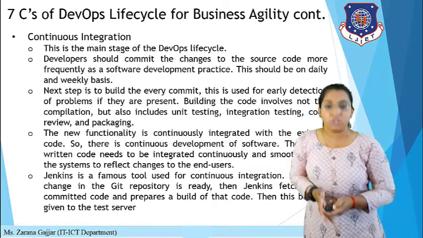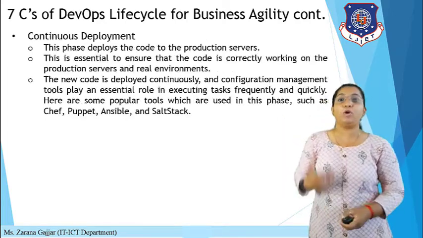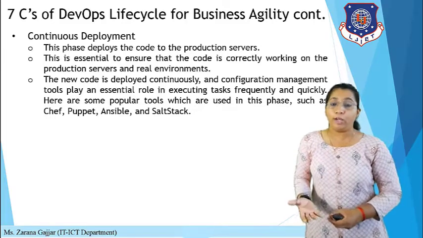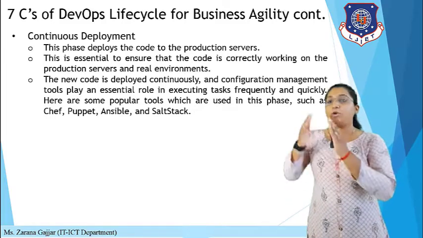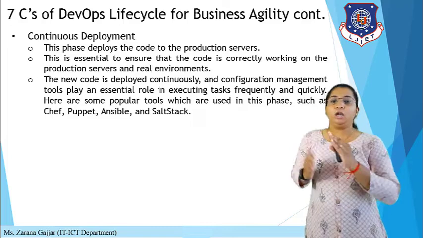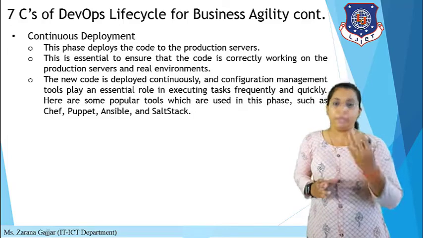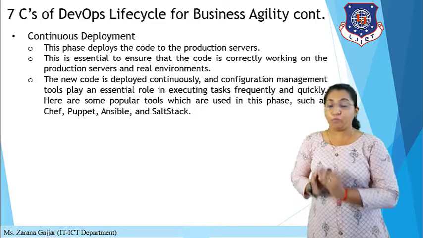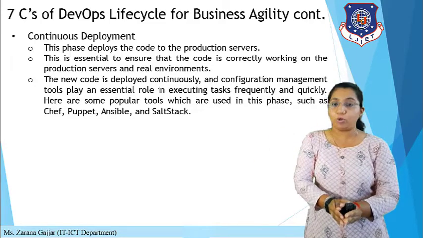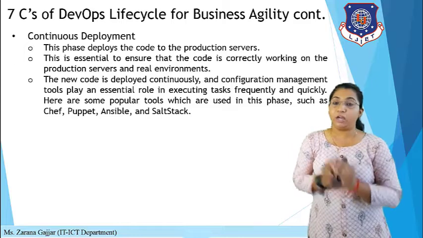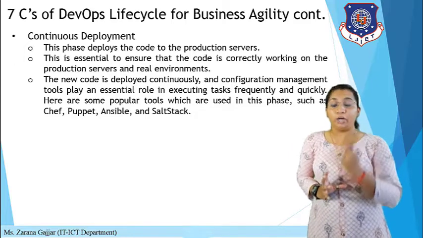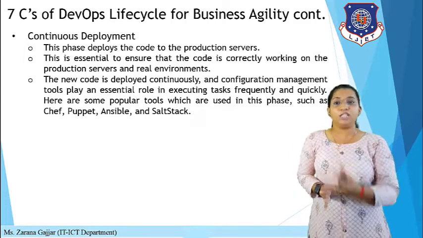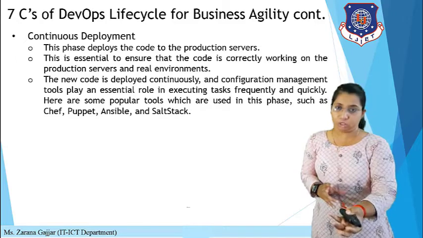Now the next stage of the DevOps lifecycle is continuous deployment. First we learned about continuous development, in which we develop new features continuously. Then after development we integrate that new feature into the existing system. That is continuous integration. Now the next phase is continuous deployment. This phase deploys the code to the production server.